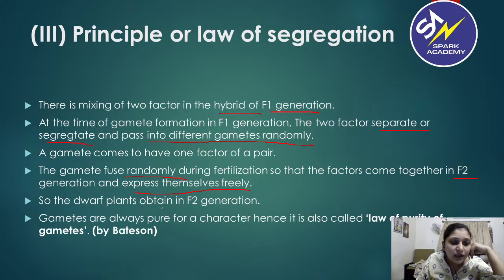So dwarf plants are obtained in F2 generation. Gametes are always pure for characters, hence it is called law of purity of gametes. When we call alleles, they are different, but when we call gametes, they are pure. So that's why it is called that they are following the law of purity.